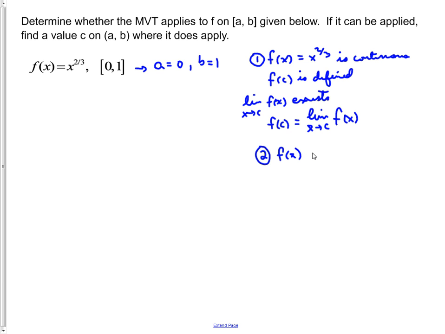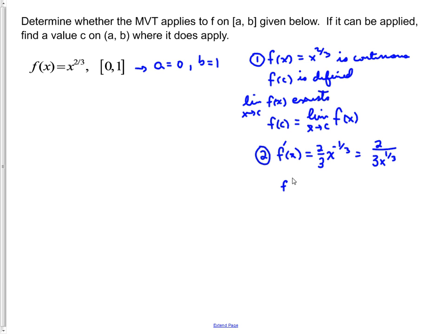So the second question is we ask, is f of x differentiable on the interval between 0 and 1? Not at 0 and 1, but between 0 and 1. Well, f prime of x in this case, by our power rule, would be 2/3 times x to the negative 1/3. We subtract 1 from 2/3, we get negative 1/3. And this is like saying 2 over 3 times x to the 1/3. Well, there is a point where this function's derivative does not exist, and we would say that it does not exist at x equals 0.